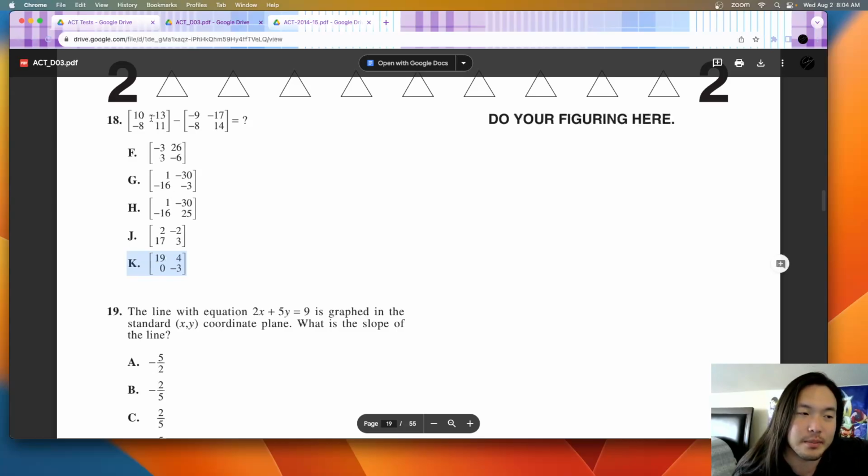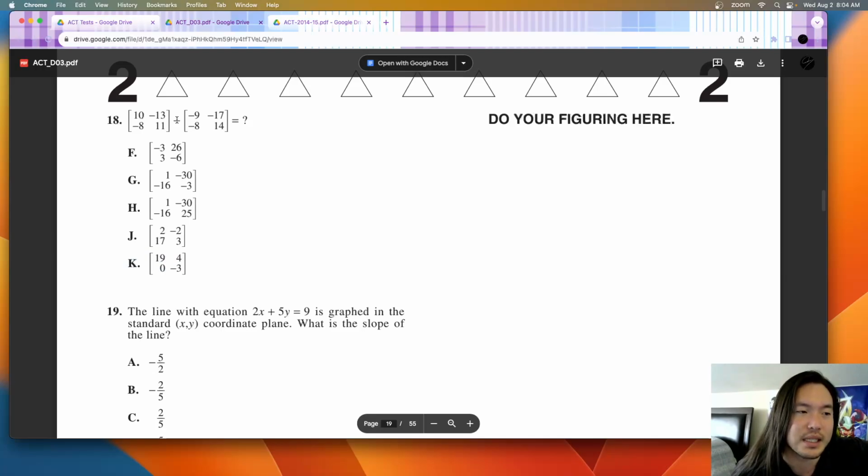But let's just be a little bit more thorough. Negative 13 minus negative 17, that would be plus 17, that's 4, exactly. Negative 8 minus negative 8, that's negative 8 plus 8, that's 0. 11 minus 14, that's negative 3, exactly. And it's the same thing for plus, right?